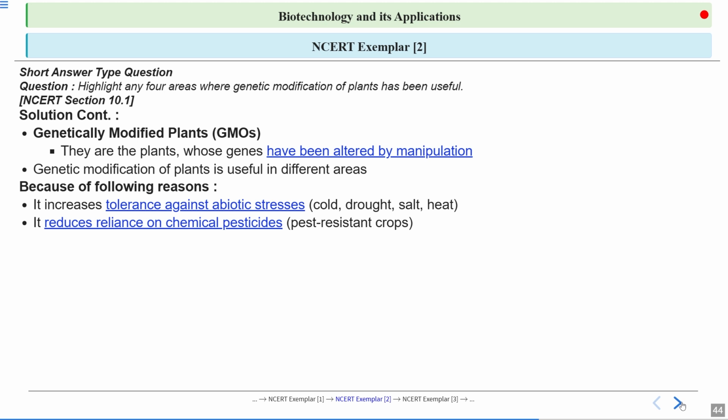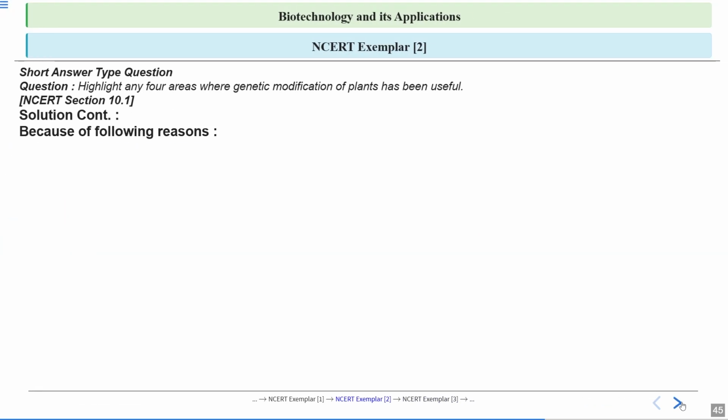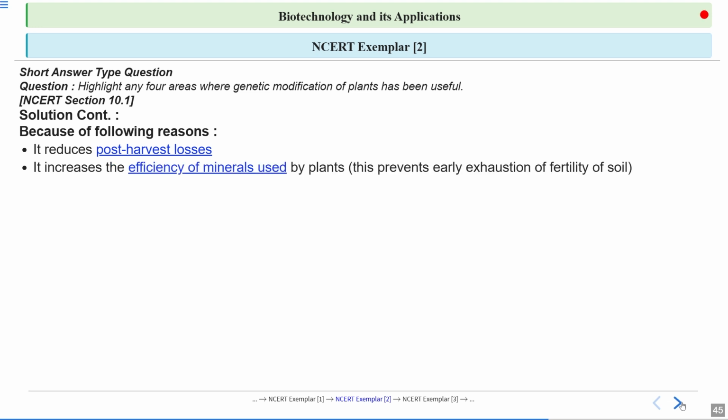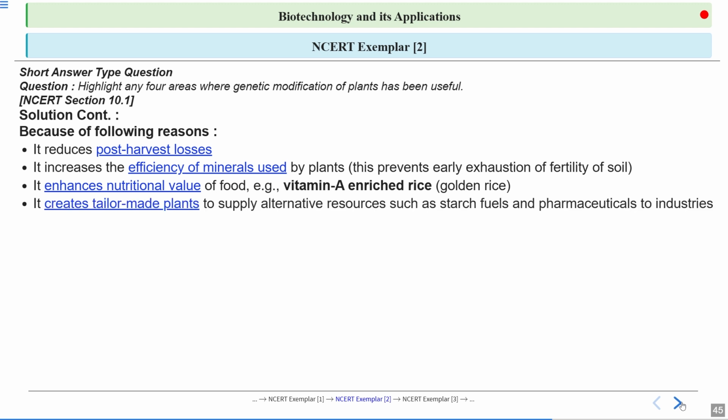It reduces the reliance on chemical pesticides, because we don't have to rely on these chemical pesticides as these crops are themselves pest resistant crops. It can reduce the post harvest losses. It can increase the efficiency of mineral usage by the plants. This prevents early exhaustion of the fertility of soil. It can enhance the nutritional value of food, like vitamin A enriched rice, the golden rice, which we have been studying for so long. It creates tailor made plants to supply alternative resources such as starch, fuels, and pharmaceuticals to industries.